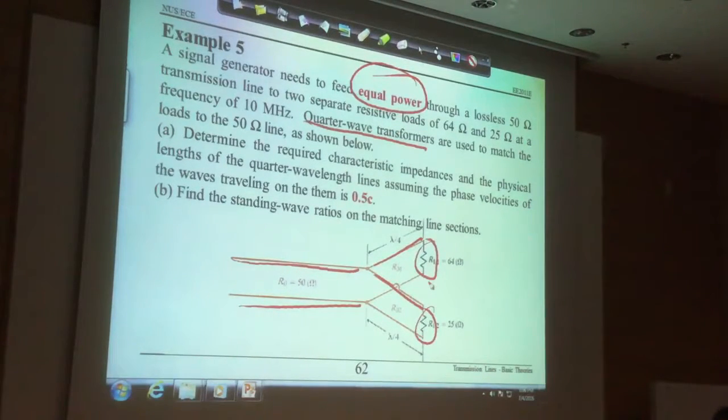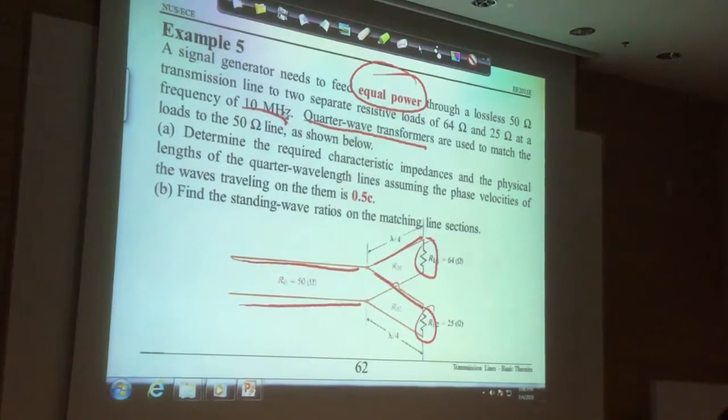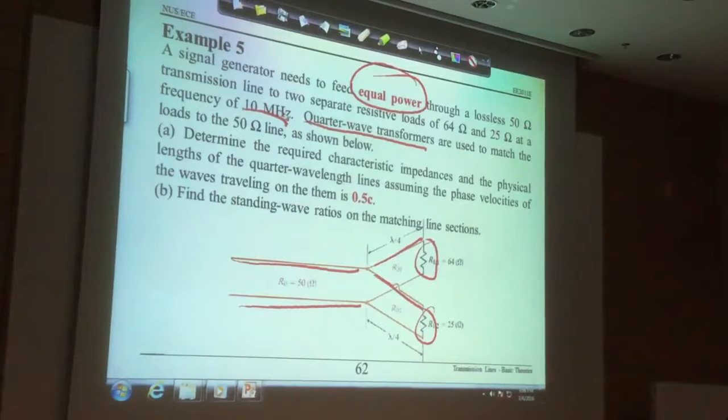Okay, now the operation frequency is 10 megahertz. Now determine the required characteristic impedance and the physical length of the quarter wavelength transmission line. Here, assume this is the phase velocity of the waves traveling on this transmission line.